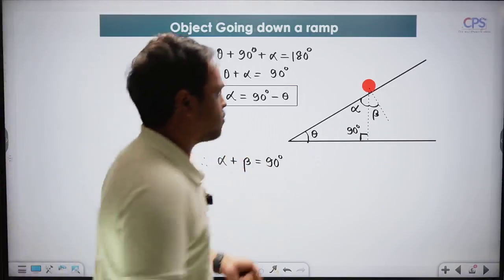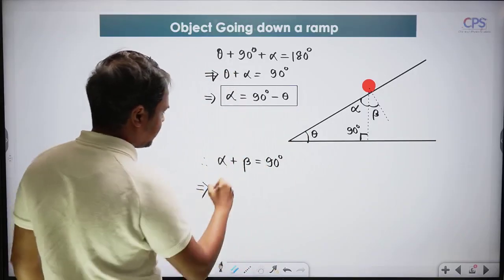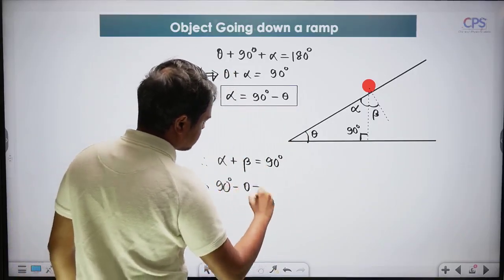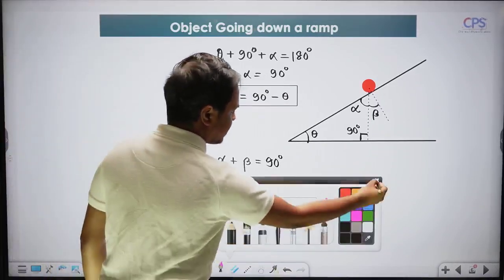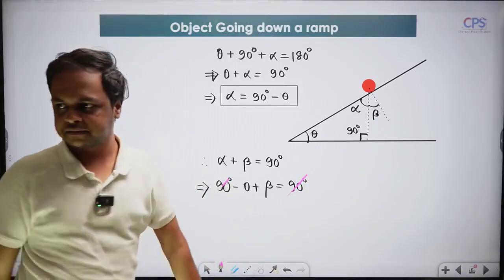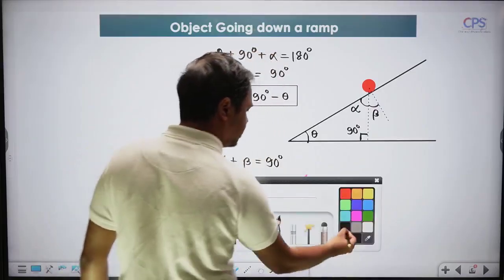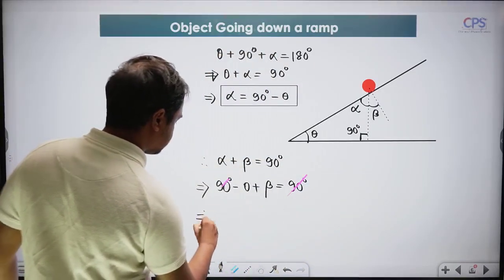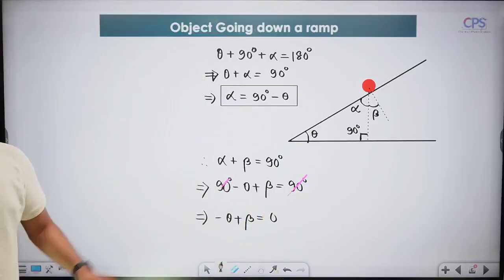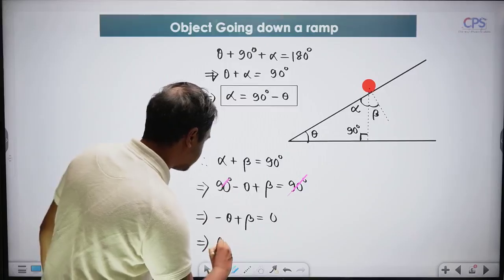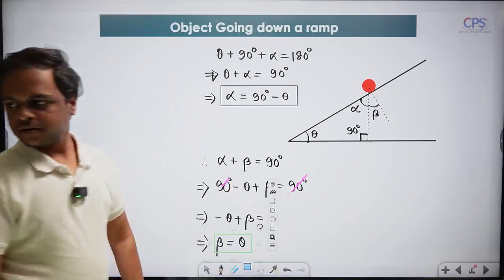We get it very easily. Now, as alpha is 90 degrees minus theta, so you might write that here, 90 degrees minus theta plus beta equal to 90 degrees, okay? So the 90 degrees gets cut from both sides of the equation. So what we get here is minus theta plus beta equal to 0, right? So you get it, beta equals to theta. So that's the moral of the story we are working for here.